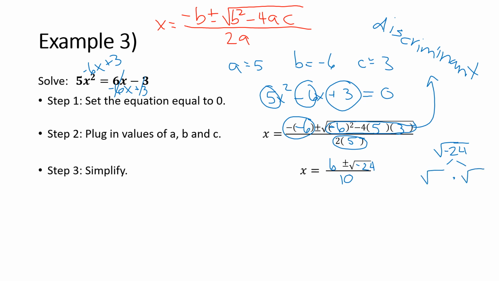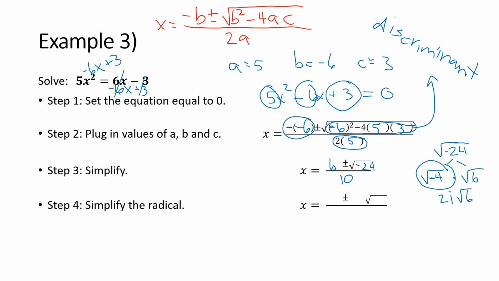So let's see, 24 is divisible by 4. I know that 4 times 6 equals 24. And I'm going to think of that as a negative 4 times 6 to get negative 24. Even though I don't know the square root of 24, I do know the square root of negative 4 is 2i, and that'll leave the 6 under the square root. So we're going to bring everything down and simplify that radical. We bring down the 6, we bring down the 10, but instead of the square root of negative 24, we're going to write 2i square root of 6.